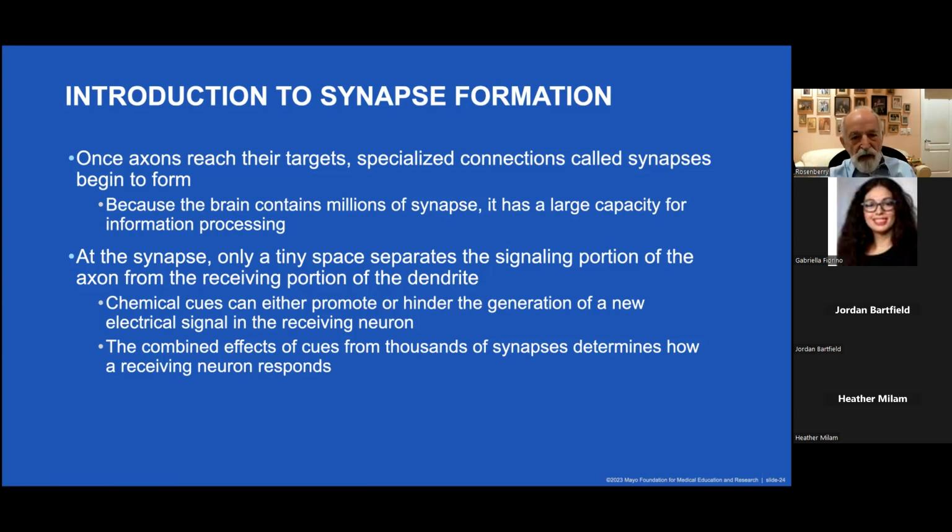At the synapse, only a tiny space separates the signaling portion of the axon from the receiving portion of the dendrite, and chemical cues can either promote or hinder the generation of a new electrical signal in the receiving neurons. The combined effects of cues from thousands of synapses determines how a receiving neuron responds. So all of those features that we went over in chapter 5 took for granted the fact that the brain already existed in a complex form. Next slide.